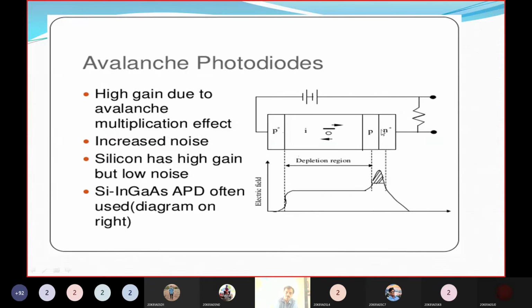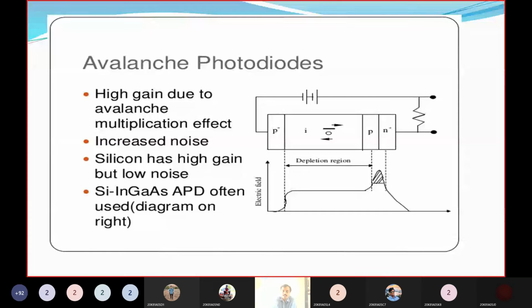I will tell the structure here. If you use the silicon indium gallium arsenide avalanche photodiode, it is often used. That means if you use silicon as the intrinsic region, we can reduce the noise here. Generally, the material we use is silicon, indium gallium arsenide APD, which is often used.